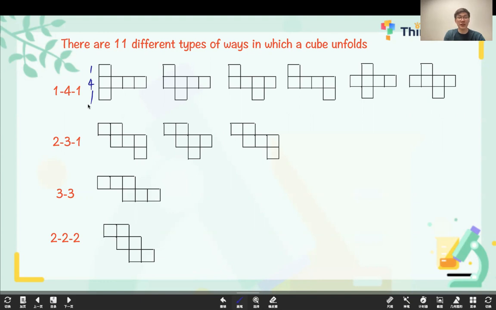And for the second type, you can see here, there's 2 on the top row, 3 in the middle row, and 1 on the bottom row. And it's the same for 3, 3 top, 3 bottom, and 2, 2, 2, which is 2 in each row. So luckily for non-verbal reasoning, we're only really going to be dealing with the first type of net, which we call a 141, okay? So we only need to care about this section for now.